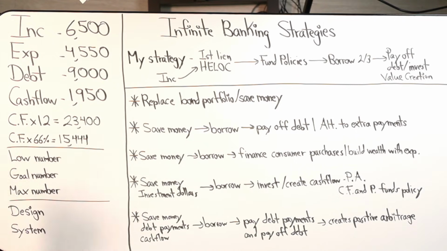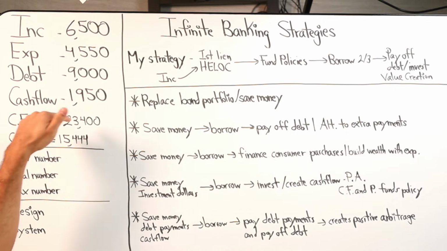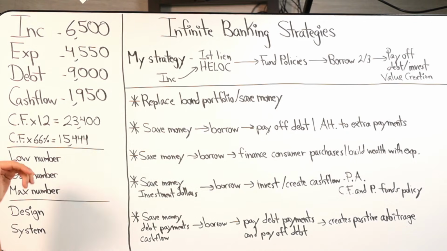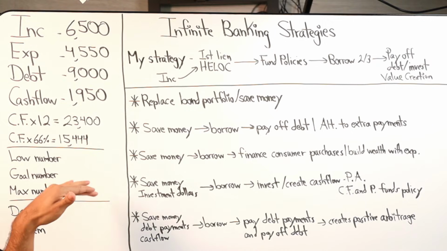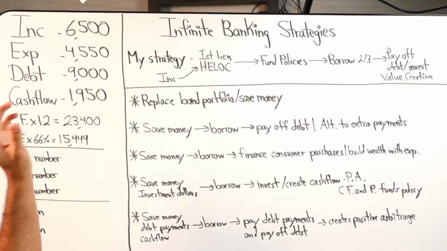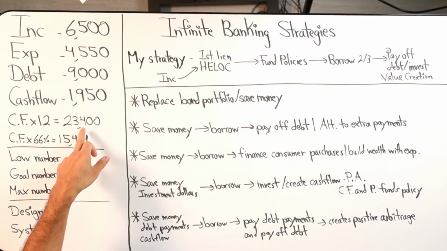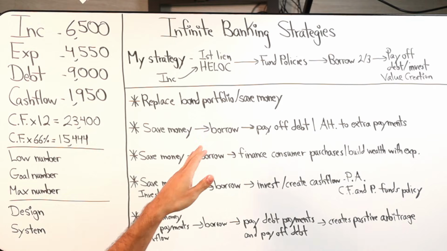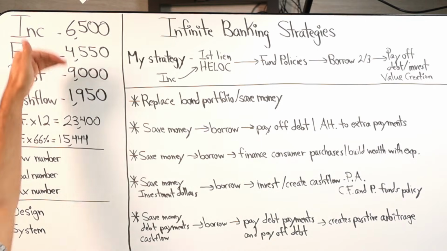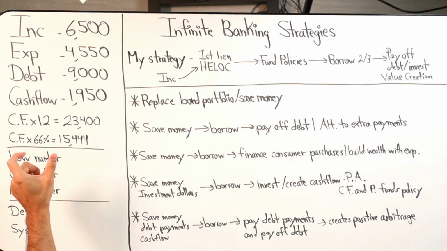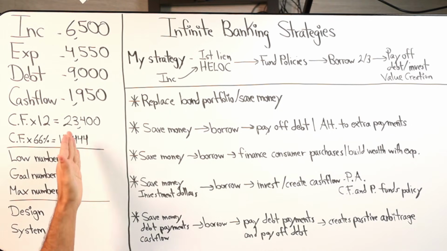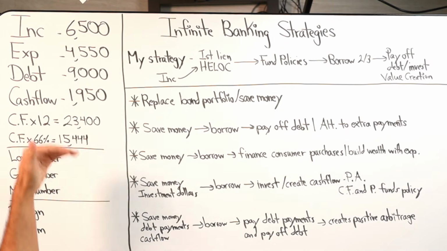Then I take their cash flow in a year and multiply it by 2/3. This is the same formula I use for velocity banking to help determine how we're going to make a chunk payment to eliminate debt. I use the same method for how we're going to fund a life insurance contract. So if they're cash flowing $23,400 a year on average, using conservative numbers, 2/3 of that is $15,444. Then I'm educating the client.